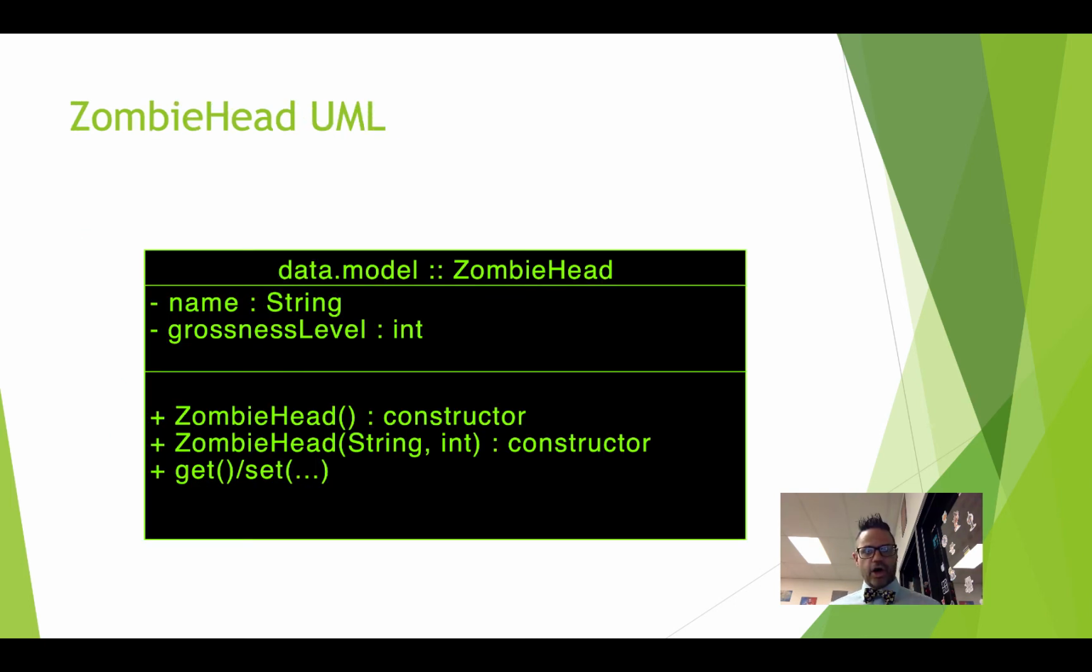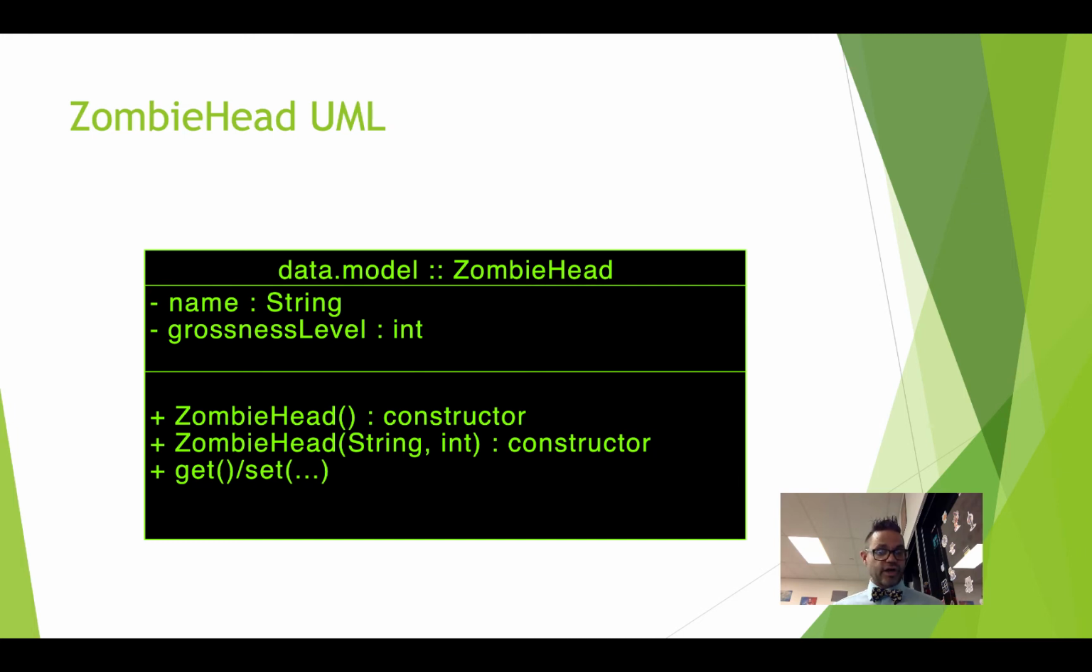So we have right here our ZombieHead UML. We've used our ZombieHeads in a couple other projects, and you can take a look at those in other videos. But in our UML diagram right here, we have our ZombieHead class. It has a string that's its name, an int that's its grossness level, a constructor that has a random grossness level attached to it, and a constructor that has a name.